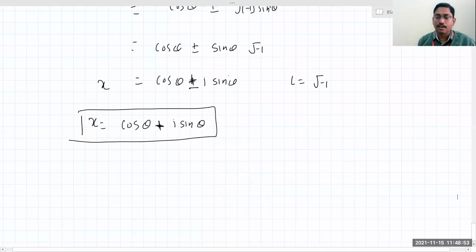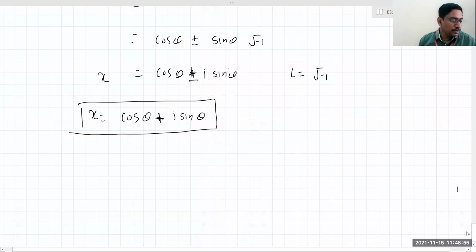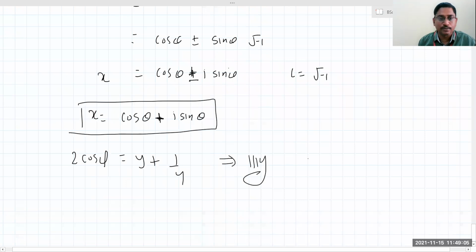Okay. Now similarly I can write y here. So what is the equation of y? The equation of y is 2 cos phi equal to y plus 1 upon y. In a similar way, I can take y as cos phi plus i sin phi. Here also I will consider the plus value, cos phi plus i sin phi. Only theta is replaced by phi and x is replaced by y. That's why I put similarly here.